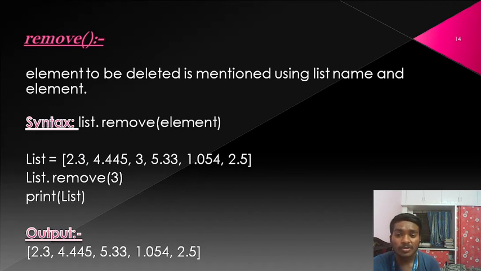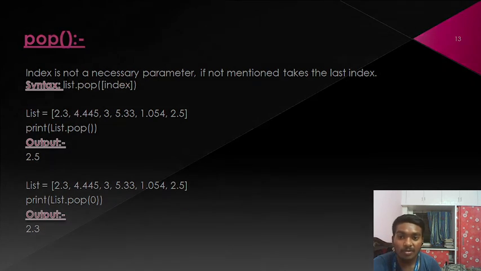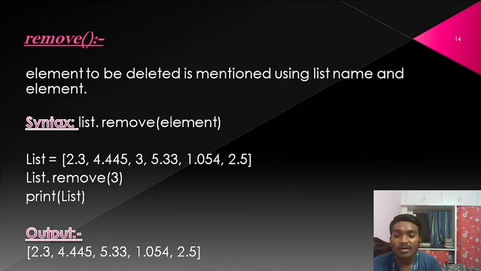Remove method. The element to be deleted is mentioned using the list name and the element. The pop method is used with the index value, but here we are using the element. List equal to 2.3, 4.4453, 3, 5.33, 1.054, 2.5. list.remove(3). 3 is present at the minus 4th position and we are going to remove it. After printing the list, output is 2.3, 4.445, 5.33, 1.054 and 2.5. Now we can see that the remove method removed the value 3.